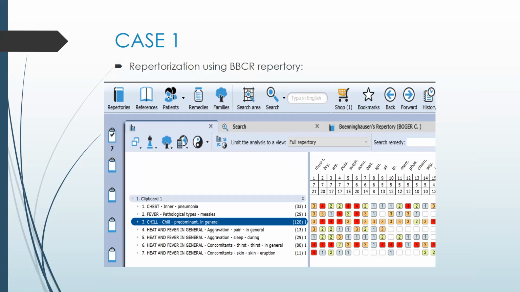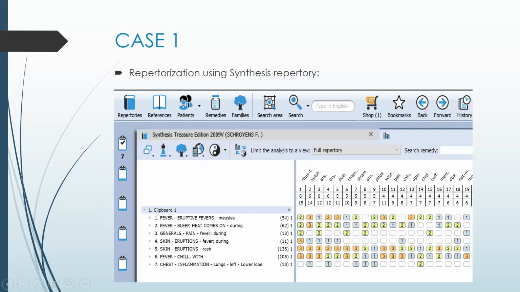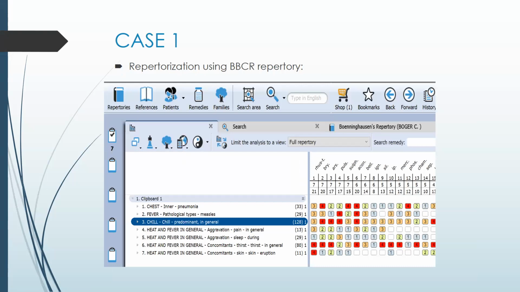Then I repertorized using BBCR repertory. These were the rubrics taken. I took pneumonia. Then I took measles in pathological type of fever. In the chill chapter I took chill in general predominant. In the fever chapter, aggravation of pain symptoms with fever, aggravation of fever in sleep, concomitance of thirst with fever, and concomitance of skin eruption, that is rash with fever. So in both these repertorizations, I found Rhus tox coming up first. Then I looked up the Materia Medica of Rhus tox.